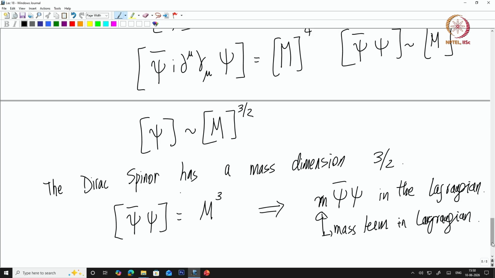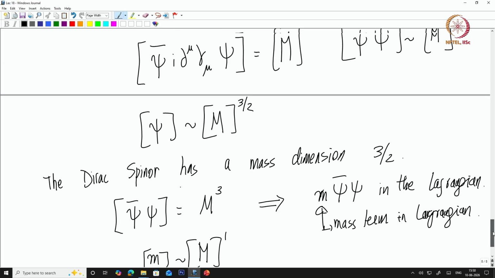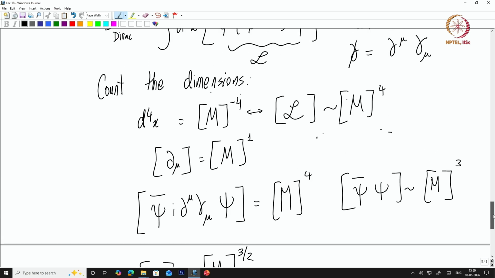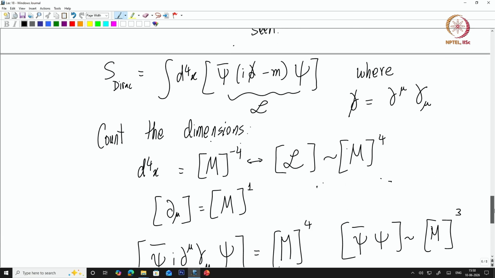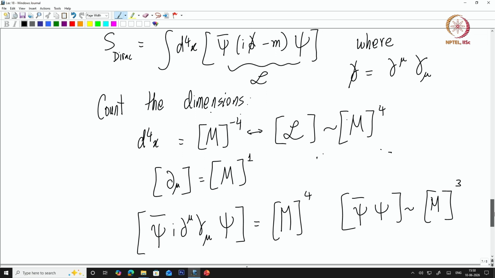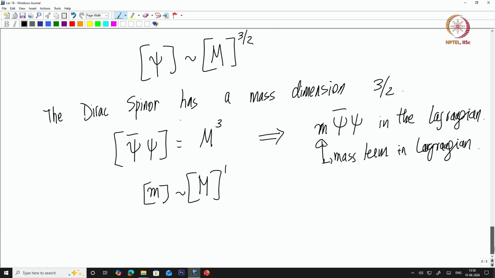So, this leads to the mass term in the Lagrangian with a coefficient m, and this m also has mass dimension 1, obviously. This gives you the full dimension of the Lagrangian. From these dimensions we have seen that psi will have a mass dimension 3 by 2, and that is how it gives you this Lagrangian.